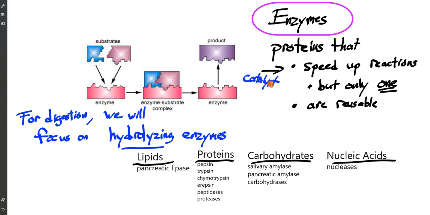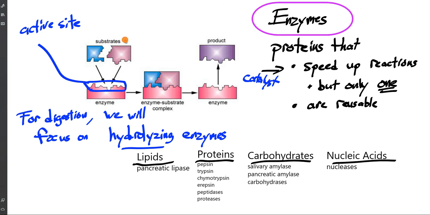A catalyst could be something that's non-biological in nature, but if it's made of a protein, then we call it an enzyme. So they speed up reactions, but they only speed up one reaction. They don't speed up any given reaction. It has to match. The enzyme has something called an active site. So this part here that in this representative diagram is all bumpy, we would call the active site of the enzyme, and that will match just one, or in this case two, substrates.